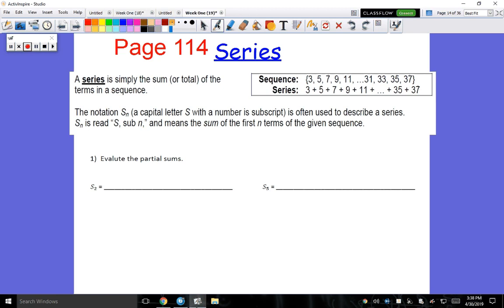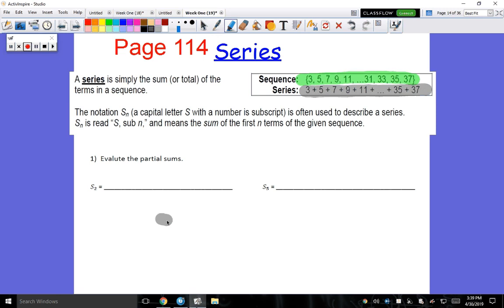All right, series. When you see patterns, guys, it's awesome. But when you are adding patterns, it's even bigger as far as what you can do with this information. So here we go. If I looked at this sequence, notice the difference. Sequence, what 4-letter word did we say at the beginning of class that was the same as a sequence? A list. It's just a list. A series, guys, all it says is just add the list. That's it. Add the list.